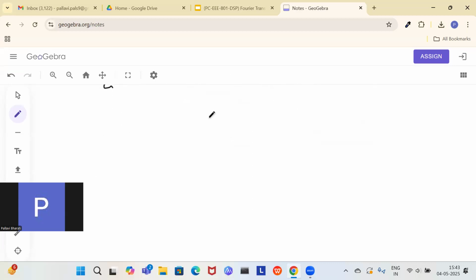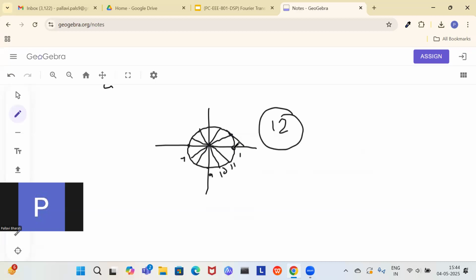If you are moving in a circle, see over here, again the same type of movement. If I started from here, say, I've moved here 1, 2, 3, 4, 5, 6, 7, 8, 9, 10, 11, and then I move to this point again. So after 12, I have reached the starting point again. So omega will be equal to 2 pi by 12.